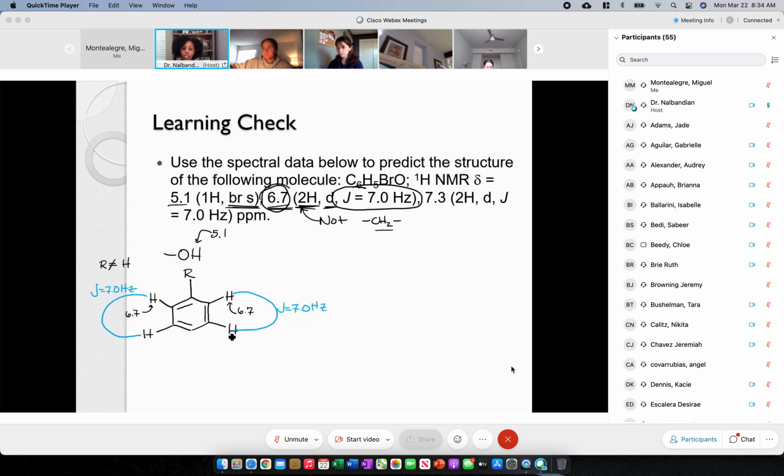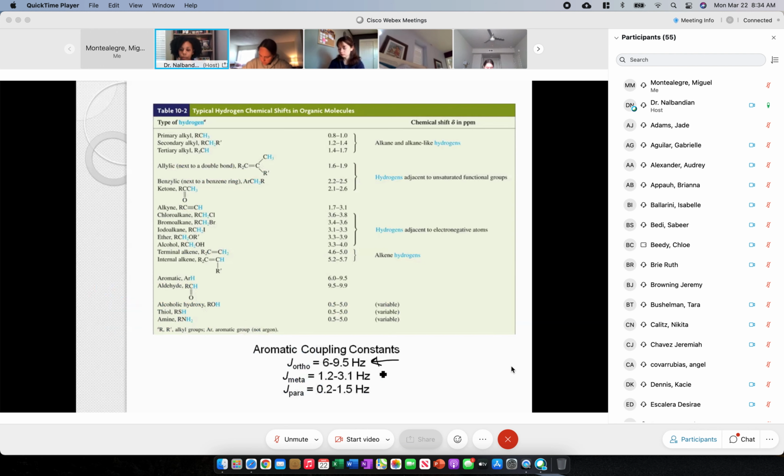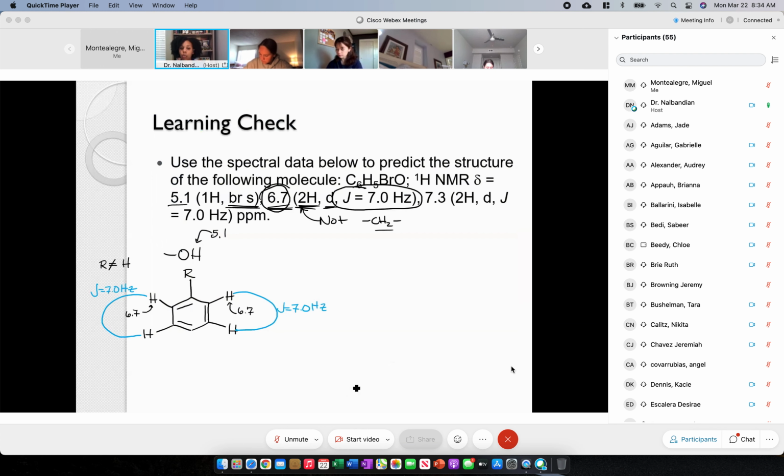And then I know that it doesn't have anything meta. Meta coupling would show up here, 1.2 to 3.1. There is no 1.2 to 3.1, so there's nothing meta either. So I know I have some other R group there. All right, now I move on to my next one.